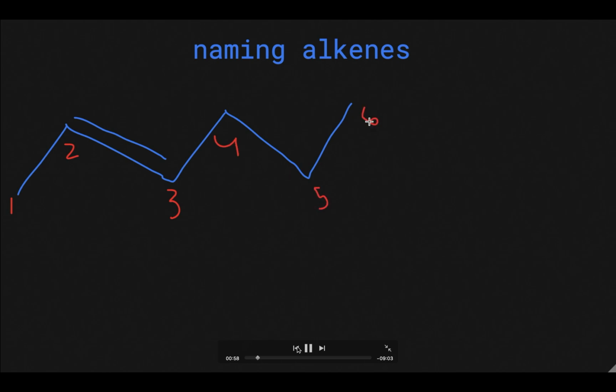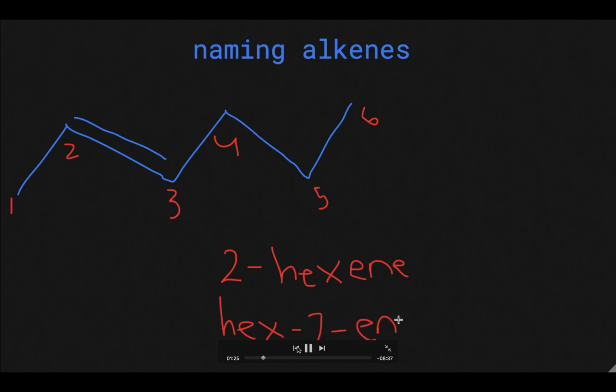Okay. Step number 3 is putting the name together. So we want to state where the double bond occurs. In this case, it's 2. We're going to add a dash, and this is going to be hex, and our ending is going to be ene. Another way you might read this would be hex-2-ene. Both ways are acceptable. Okay, let's move on to example number 2.